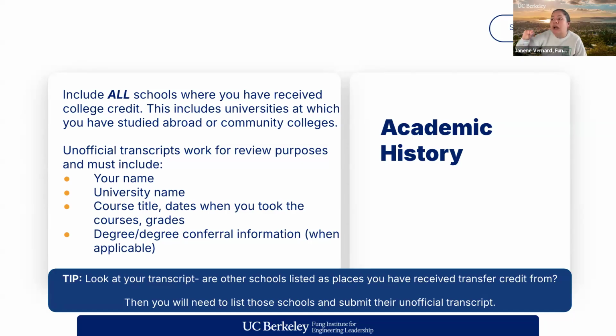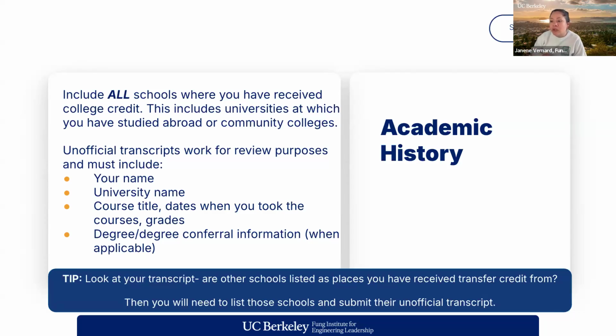Unofficial transcripts, we need those for review purposes, and they must include your name, your university name, the courses you took, titles, the dates when you took them, and the grades. If you have graduated, please make sure this also includes degree or degree conferral information. If you're still enrolled, obviously you won't have that until you graduate. But if you do not have this, your application will be paused until this is submitted.